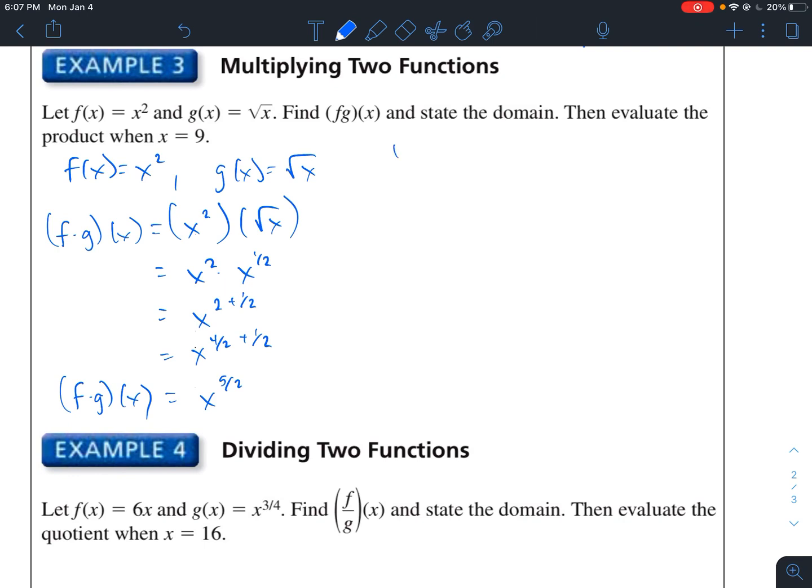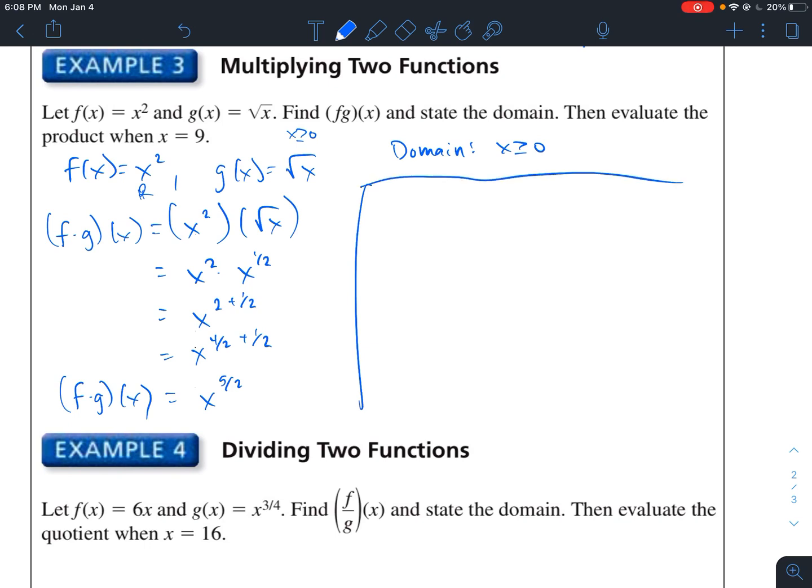For the domain, for f of x, it was all real numbers. For g of x, x has to be greater than or equal to 0. So the domain is x is greater than or equal to 0. So all real positive numbers, and 0.